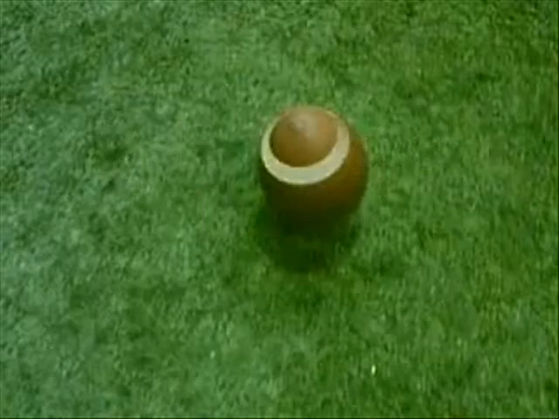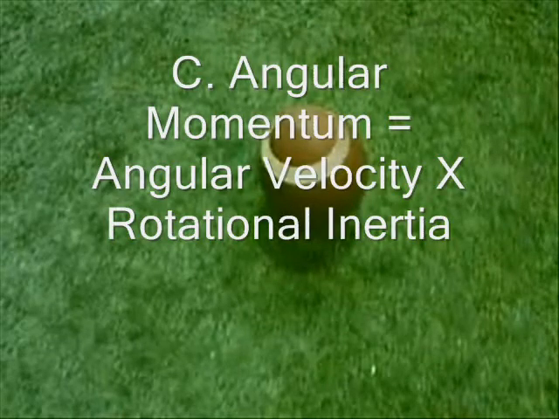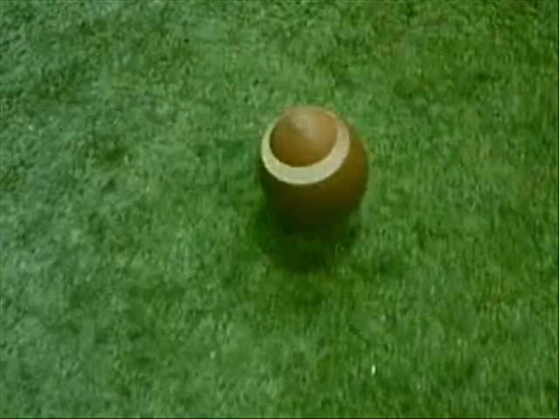Inertia is the tendency of an object to keep doing whatever it is doing. C. Angular momentum is rotational inertia multiplied by the angular velocity. The larger the angular momentum, the harder it is to stop it from spinning.